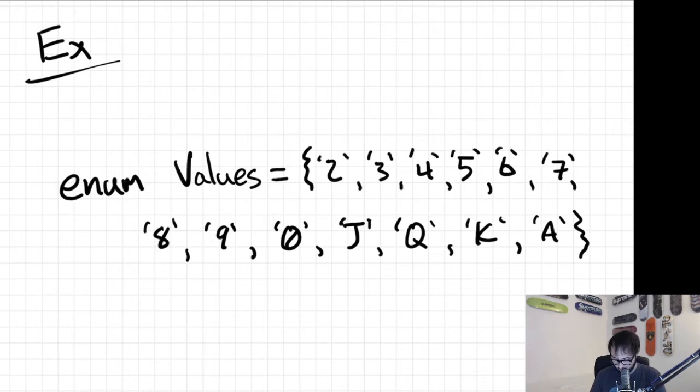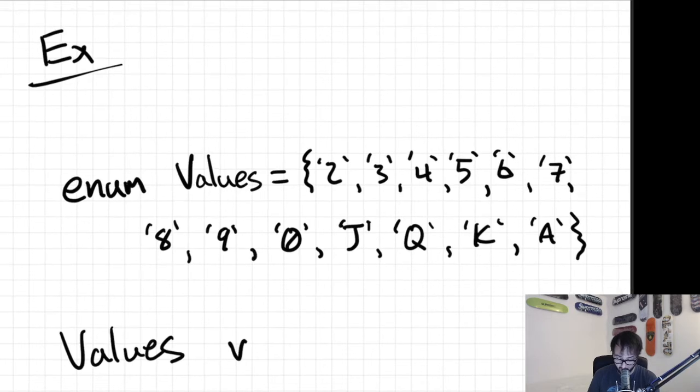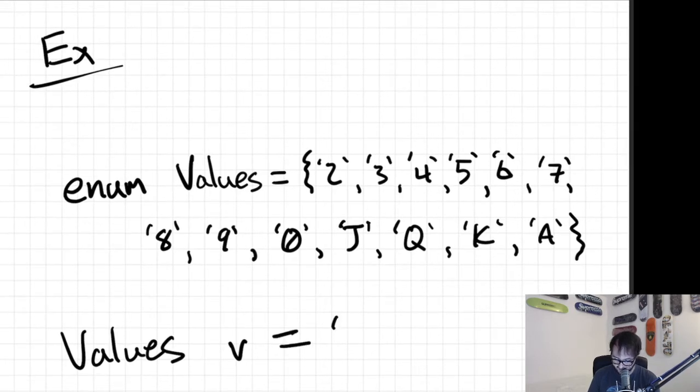And then we could make a variable of type values. We'll talk about how to make variables next class. We could call it, say, V. I know that's a bad name, but just for the sake of time, we'll call it V. And we can say it equals 2, and it will put a 2 into there. But if we said that it equals R, we would get a compiler error because that is not a value in here.